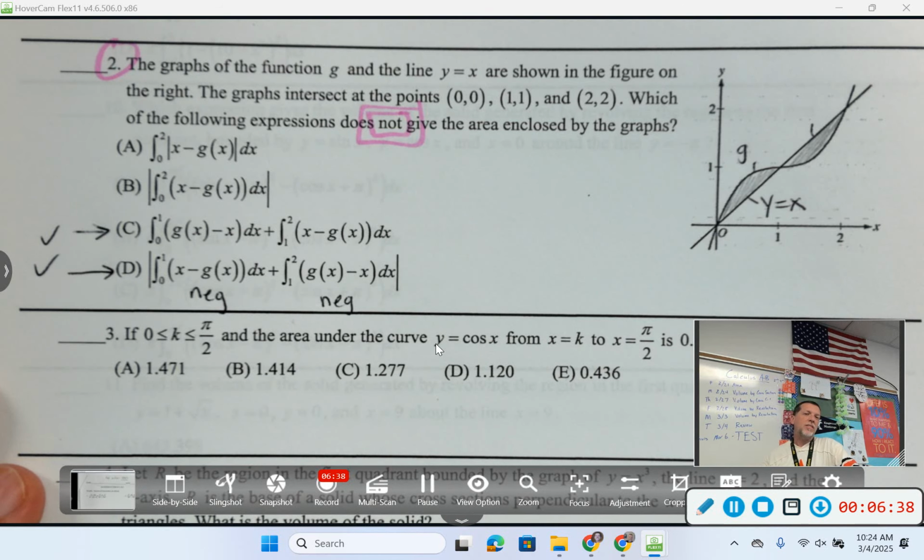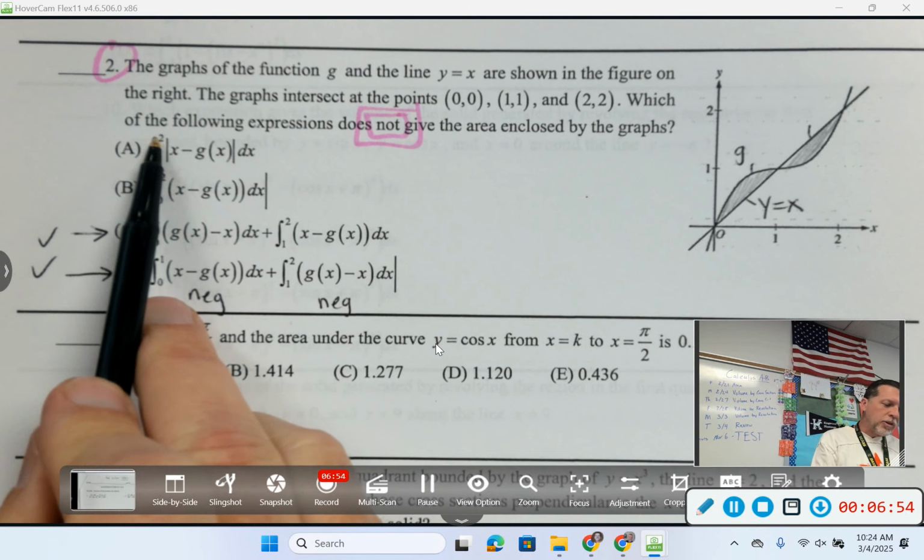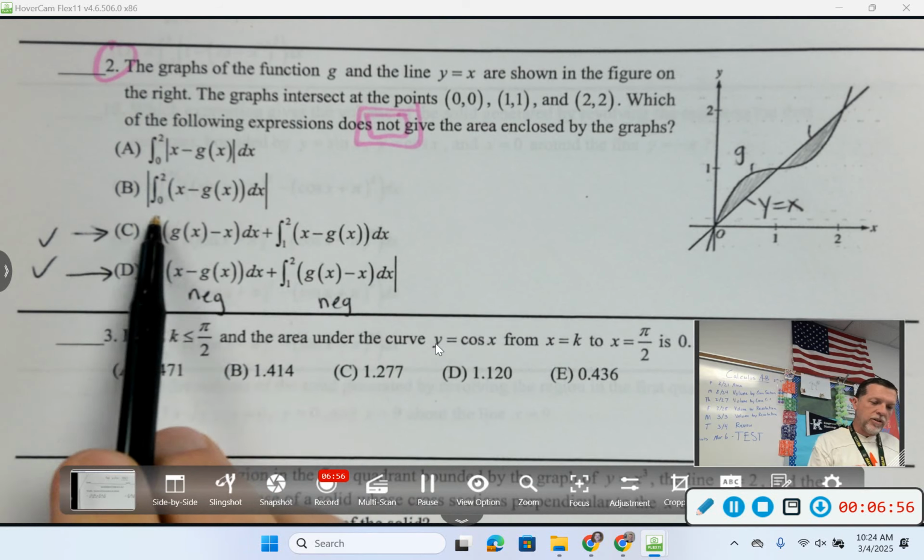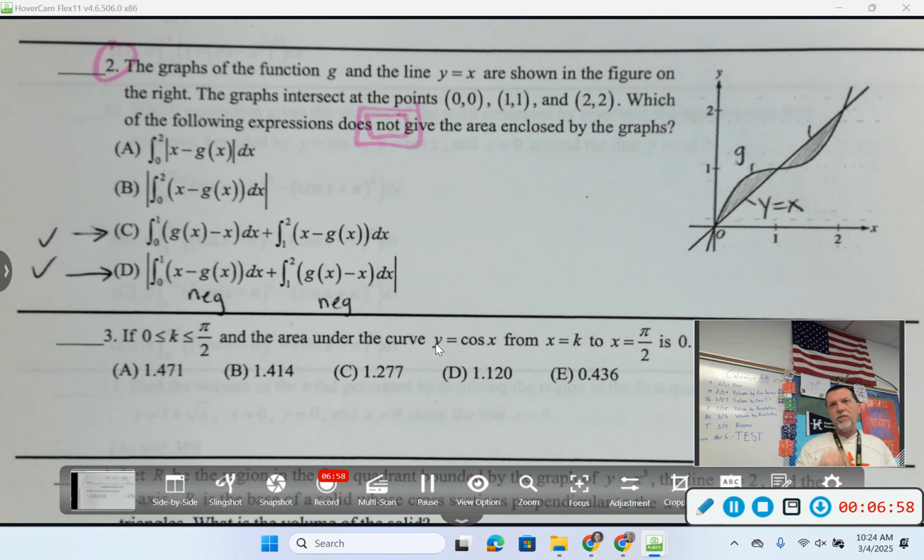Which means A and B, one of them's good and one of them's not good, and the only difference is whether we put the absolute value on the inside or whether we put it on the outside. Whether we do the absolute value before we think about adding from 0 to 2, or whether we just add 0 to 2 and then just turn our answer positive. So do you know which one of those would give us the right answer? One of you does.